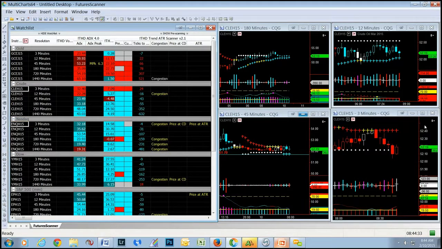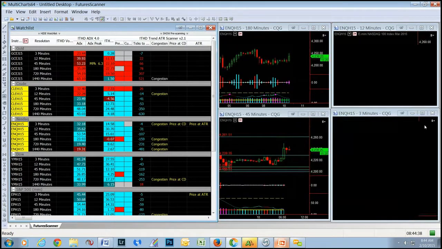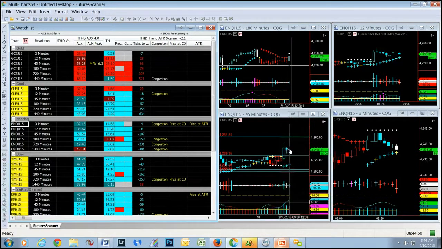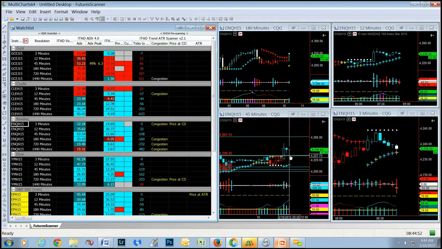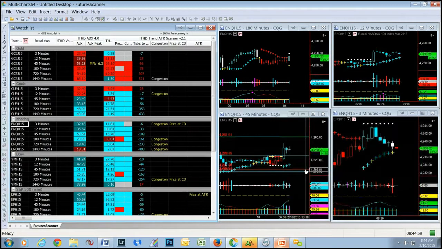As far as the NASDAQ goes, this is forming a congestion dot. Normally that tells me it's going to come back to the ATR. We're probably going to get a magenta peak down here that's going to cause this to retrace. I would be waiting for that before I take a trade on the NASDAQ this morning.